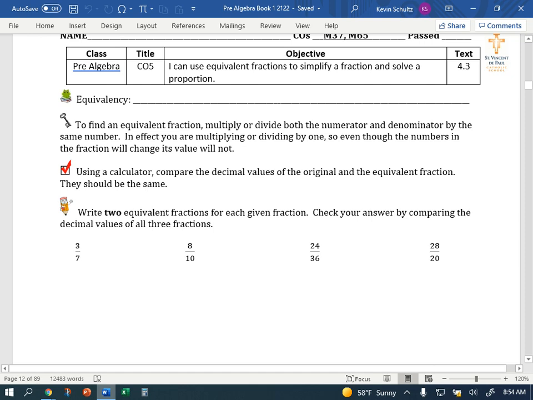Good day, pre-algebra. Going over CO5. Equivalent fractions. You've done those before. You've simplified fractions before. Whether or not you realize it, you've solved proportions before. This is a really good kind of review objective, but it's important because it ties into why we just did greatest common factor. We can use greatest common factor for some of these equivalent fractions and simplifying fractions.